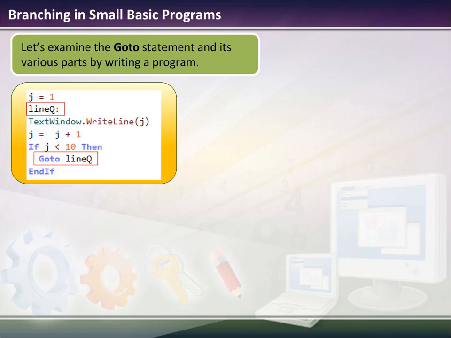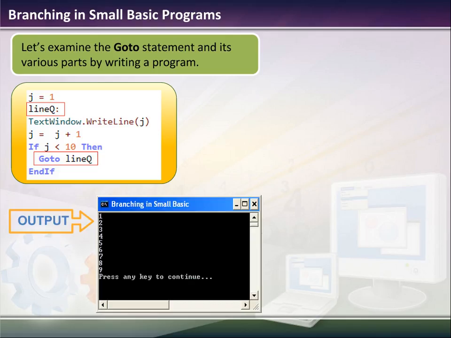For example, if you look at the following code, we set j equal to 1, and then we say line q to define the line, and then we say TextWindow.Write j, and then j is equal to j plus 1. Then we put in here an if-then statement. Now, if we just do an if, it will only go to line q if the statement is true. Once this statement is false, it just goes to end line.